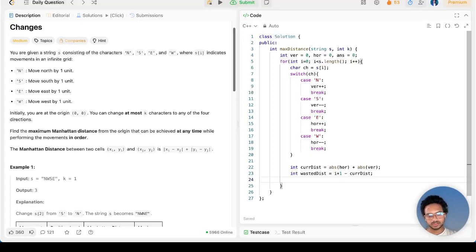So if there is wasted distance, my distance will be the minimum of k into 2, or my wasted distance, whichever I can add. And each time I'll find my answer as max of answer or distance. And at the end, I will return my answer.